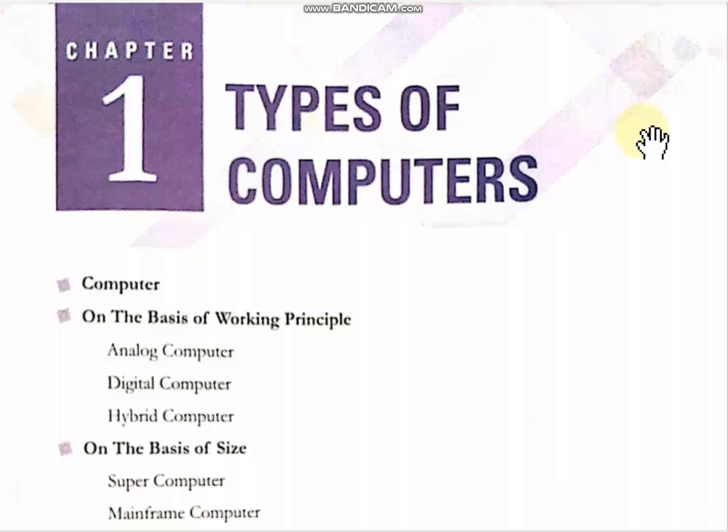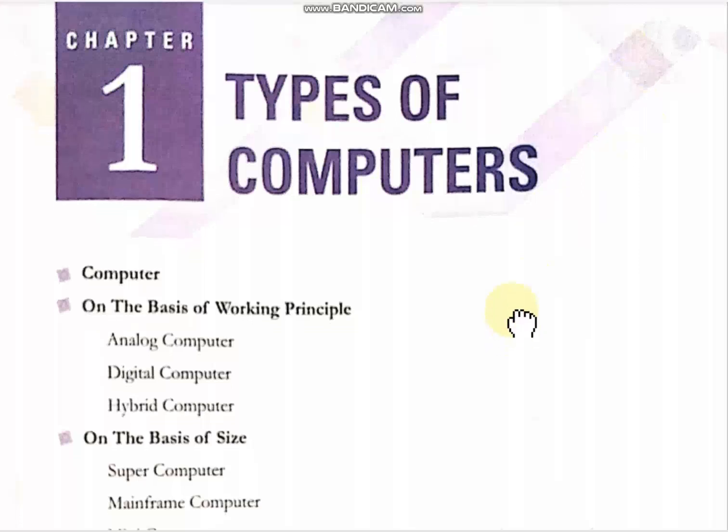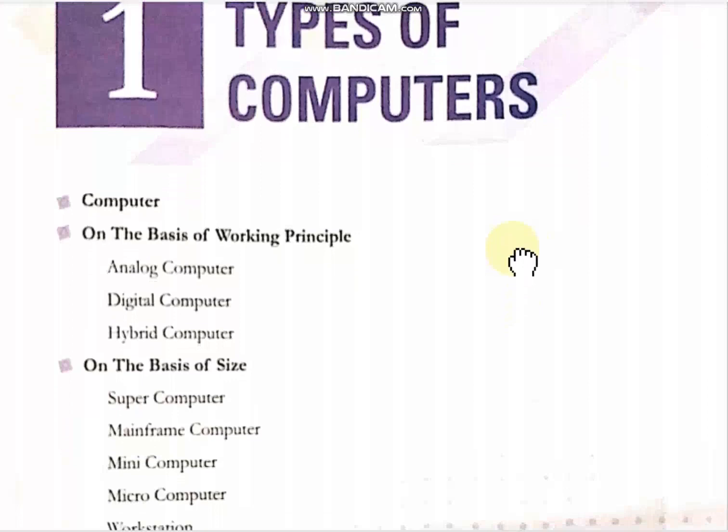Good morning all. Today we are going to cover chapter 1, types of computer, for grade 6. In this chapter we are going to categorize the computer on the basis of two principles: working principle and on the basis of size. Let's get started. Make sure before you start watching the video you should have a pencil and book in your hands.